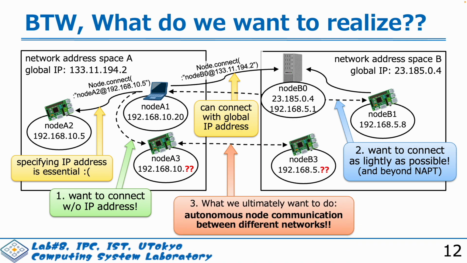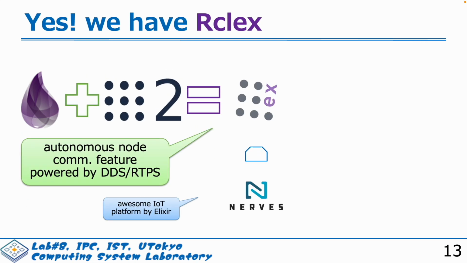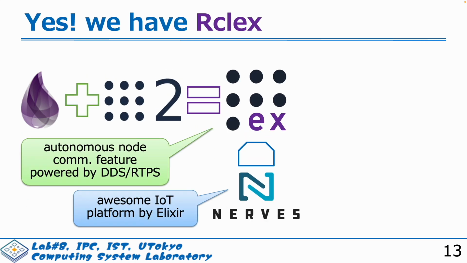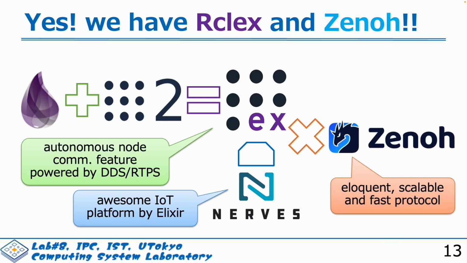The final concern we want to realize is communication between Node A3 and Node B3. These computers are on different networks, and of course they don't know each other's IP address. In such a situation, we want these nodes to communicate easily. Yes, we have RCLEX for the same network and Zenoh for different networks. Zenoh is a perfect solution to meet our requirement. So we tried to integrate the power of Zenoh into our RCLEX on Nerves platform.